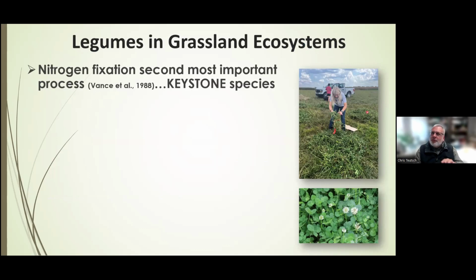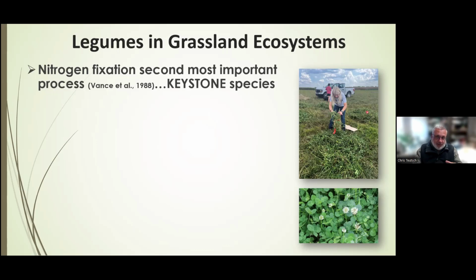The legumes form a symbiotic relationship with rhizobium bacteria. They infect the roots of the legume plant and form nodules. And then those bacteria take that nitrogen gas from the air and convert it into a plant available form that they share with the legume plant. After photosynthesis, nitrogen fixation is the second most important biochemical process on Earth. And that's why we often refer to legumes as keystone species.